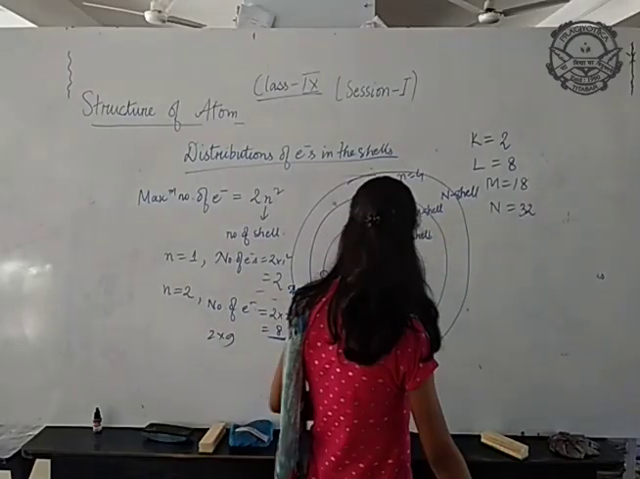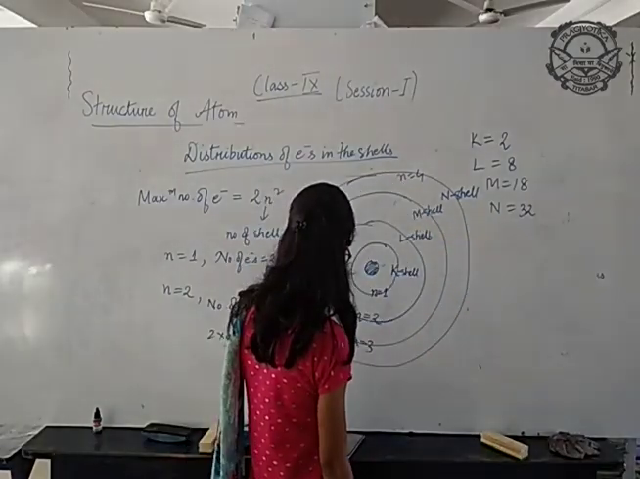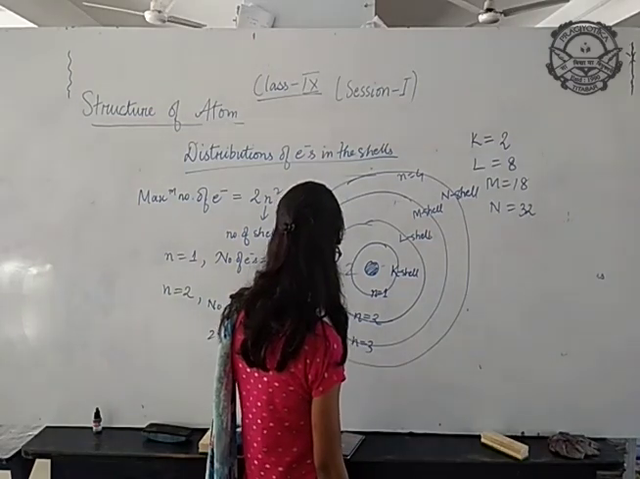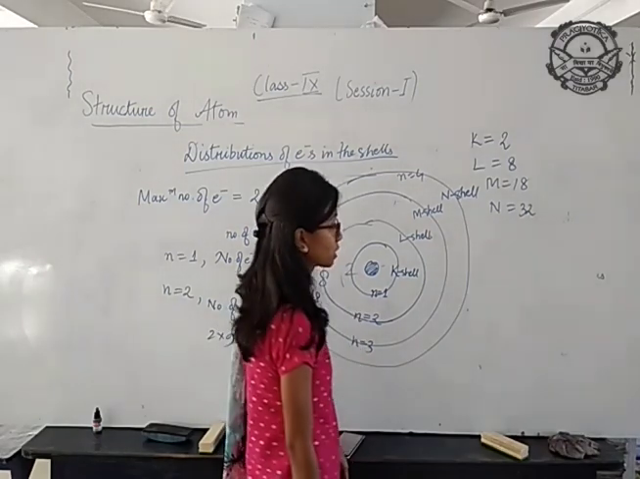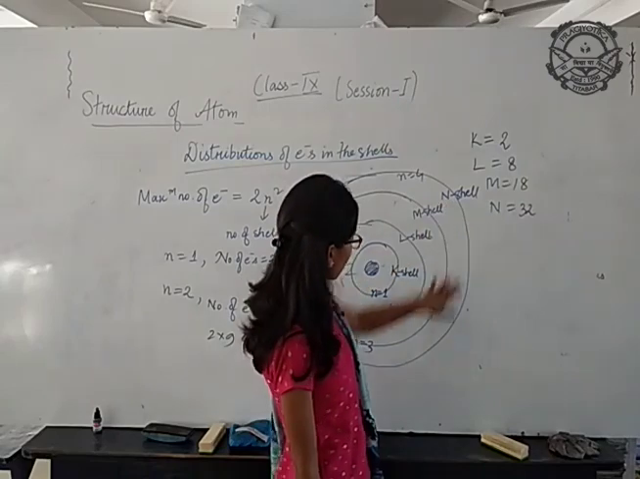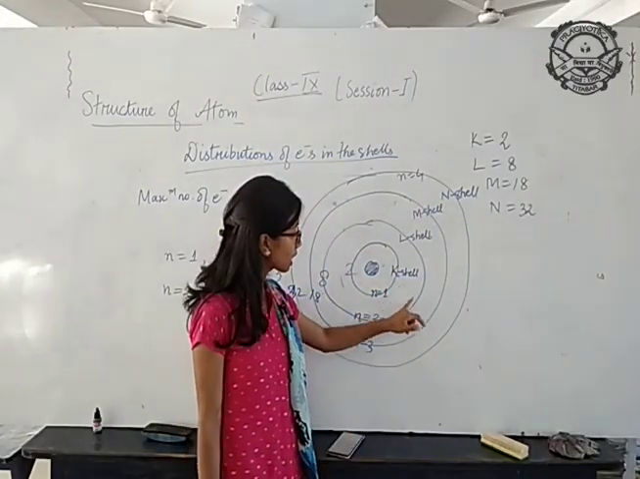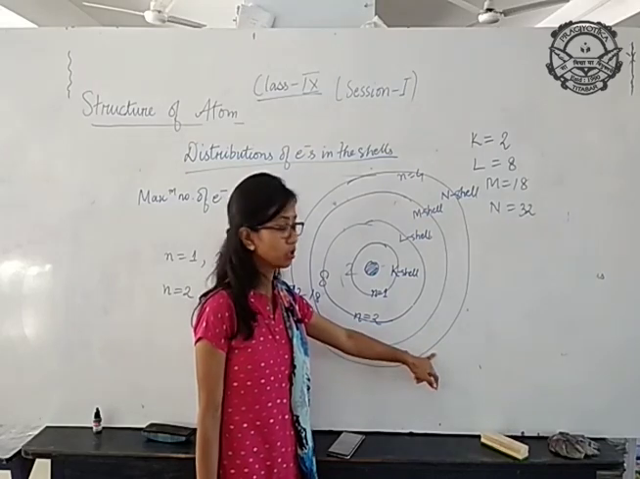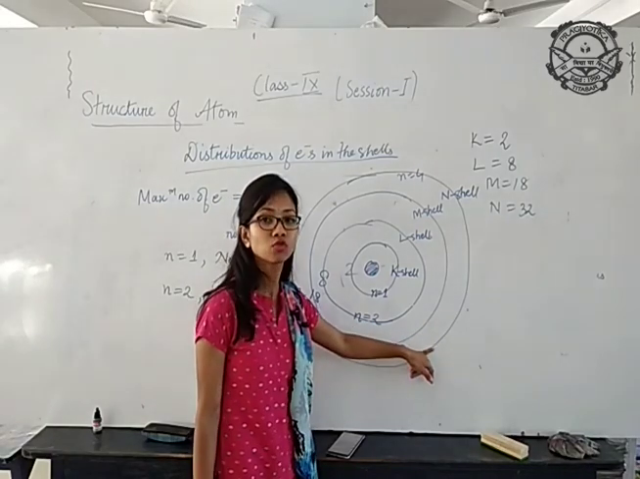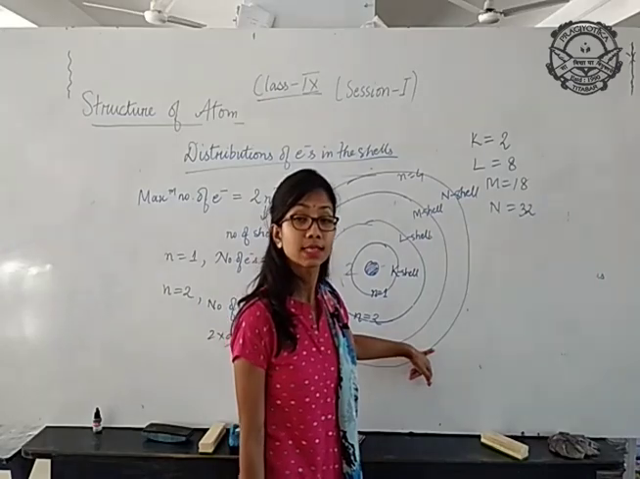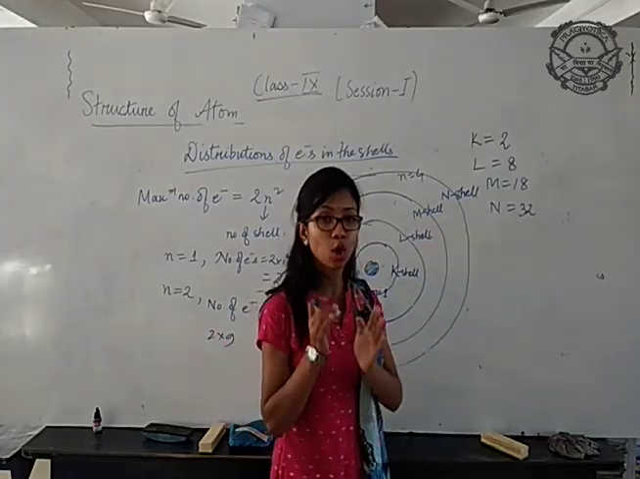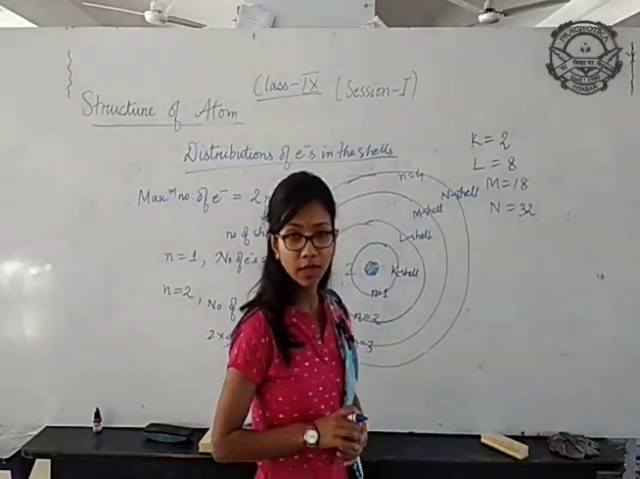Next, see the second point. It is given that the maximum number of electrons present in an outermost orbit. See, here I am drawing 4 cells, K, L, M, N. You see this N is the outermost orbit, that is, the outermost cell. So the outermost cell will always contain 8 electrons.